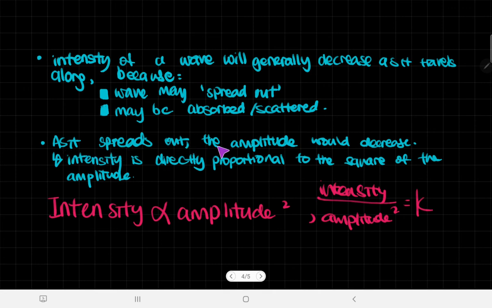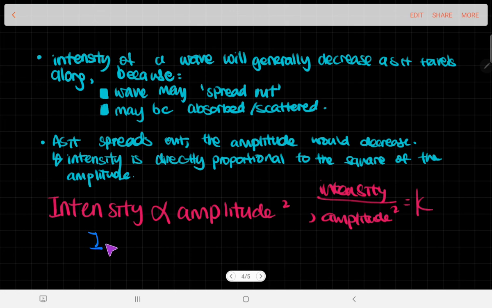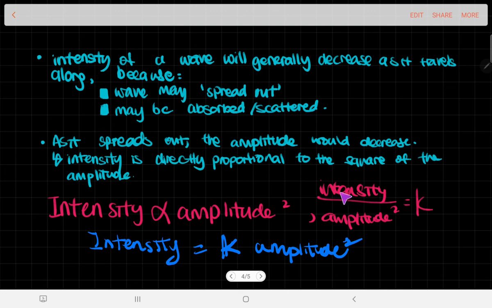As it spreads out, it was observed that the amplitude of the wave would decrease. So basically, as it spreads out, the intensity decreases as well as the amplitude. Eventually, scientists were able to relate them to say that intensity is directly proportional to the square of the amplitude, so I = kA², where k can be our constant. You can also rearrange this into: intensity divided by amplitude squared equals a constant.